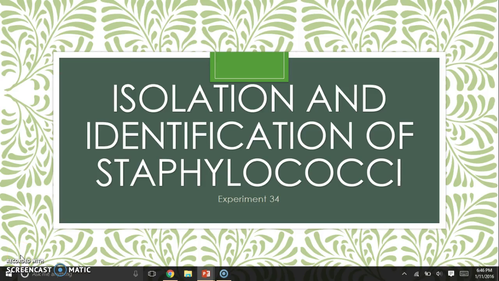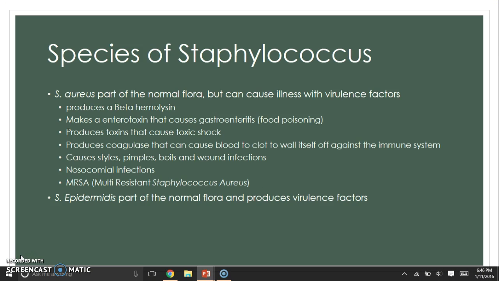All right, so the isolation and identification of Staphylococci is experiment 34. There are different species of Staphylococci. Staphylococcus aureus is part of the normal flora, but if it gets in a place that's not supposed to be, it can cause illness with its virulence factors, and this is going to scare you a little bit. One of the virulence factors is that it produces beta hemolysin, so it's a beta hemolysis.